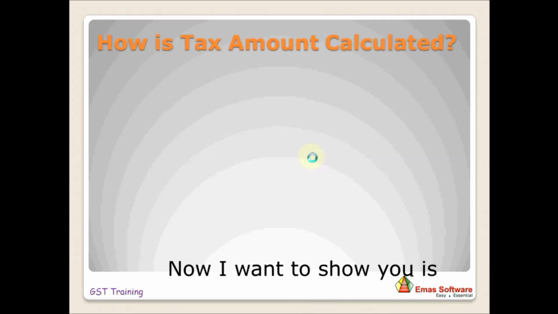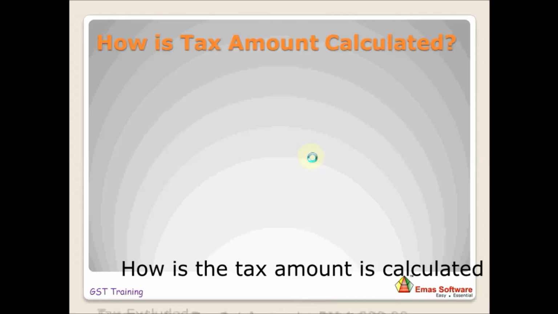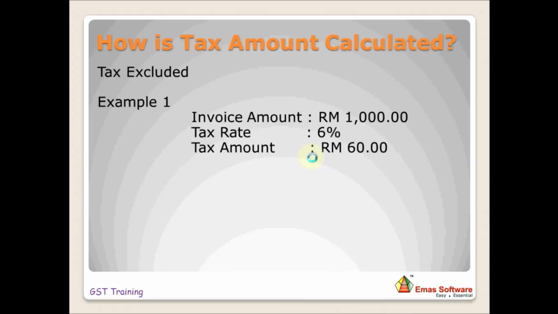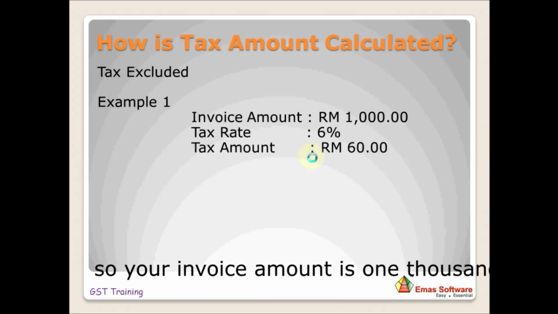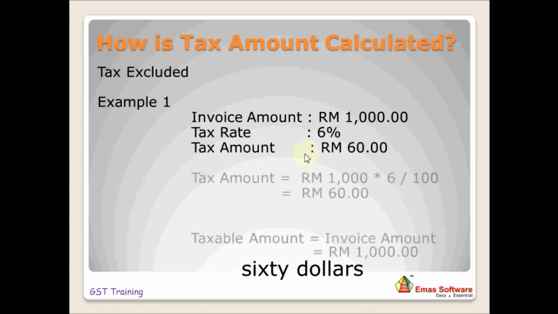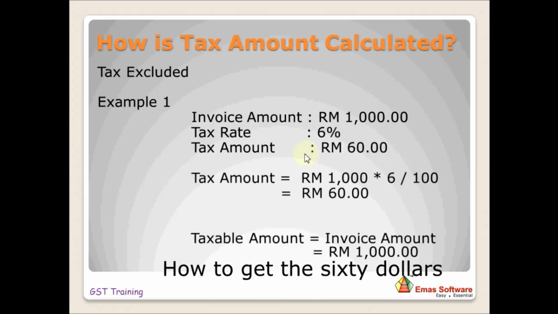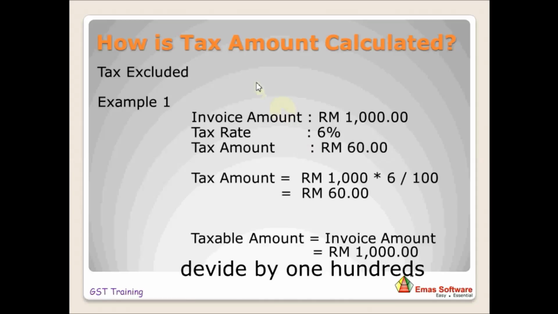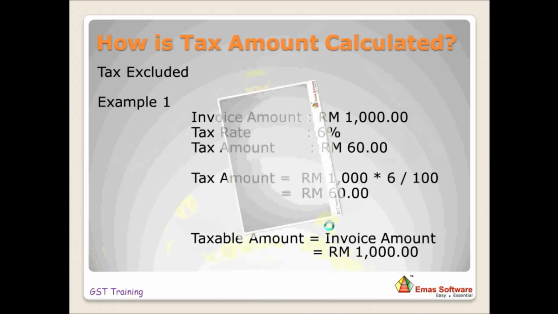Now I want to show you how the tax amount is calculated. There are two methods to calculate the GST. The first method we call tax excluded. So your invoice amount is 1,000. Your rate is 6%, so your tax amount is $60. How to get the $60? 1,000 times 6 divided by 100. So you get the tax amount of $60. Then your taxable amount, your invoice amount, is 1,000.